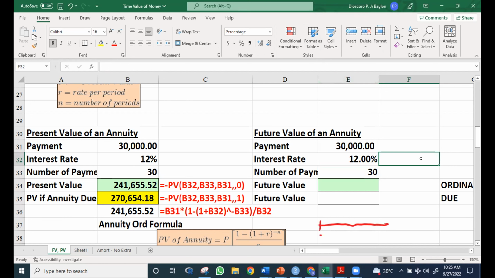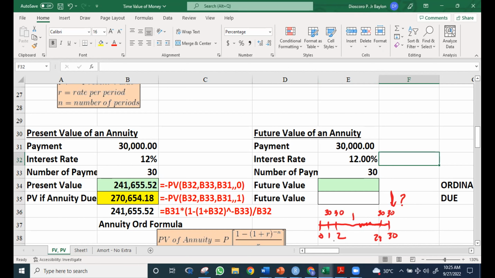So this is 0, 1, 2. So this is 30K, 30K until year 29, year 30. So we have here 30K, 30K. The question is, how much is this now? What's the equivalent of a 30,000 ordinary annuity for 30 years at 12%?